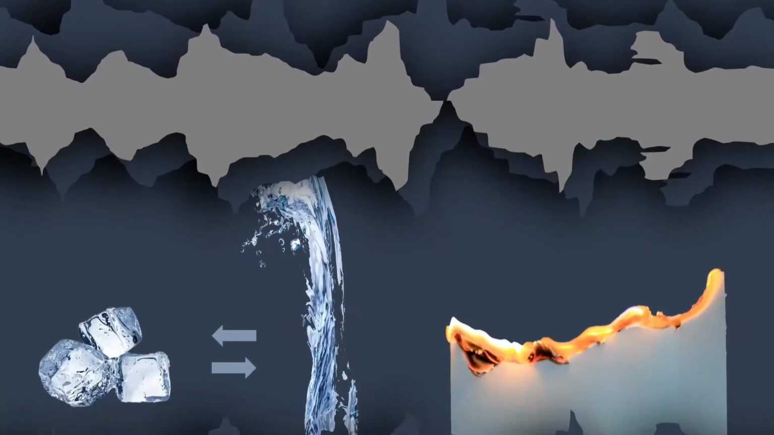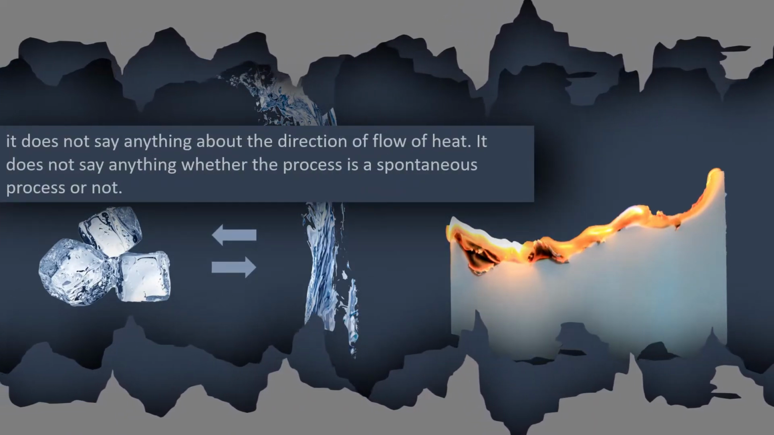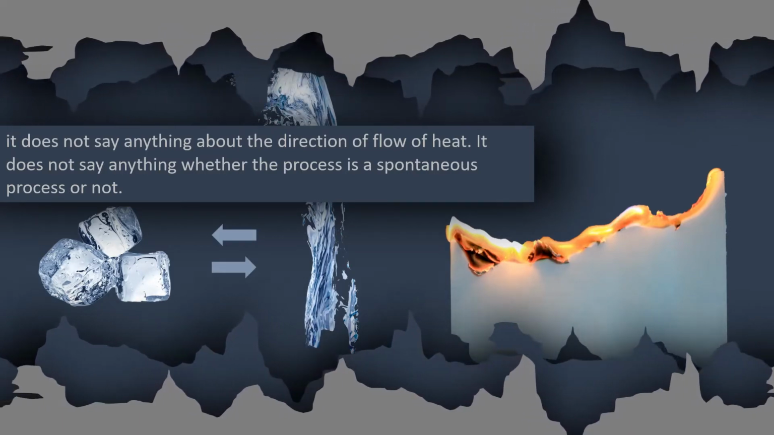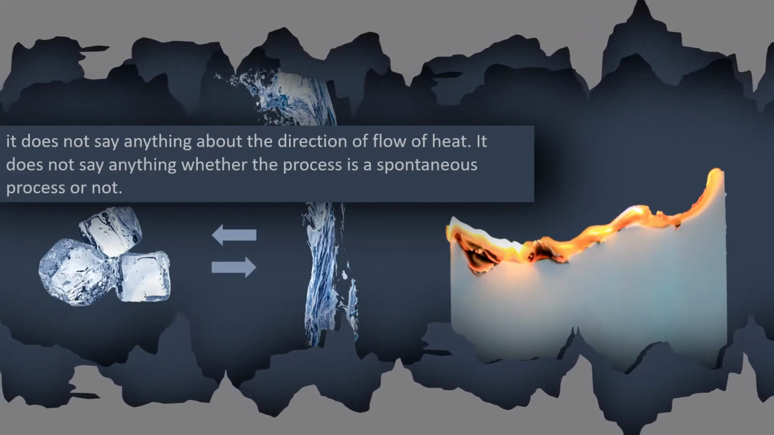But we know that these things are very difficult to undo in real life. Water cannot be converted into ice without a heat engine, and the first law doesn't explain the spontaneity of the process. For example, if I set fire to a paper, it will keep burning without any further requirement of energy. In fact, it releases energy.